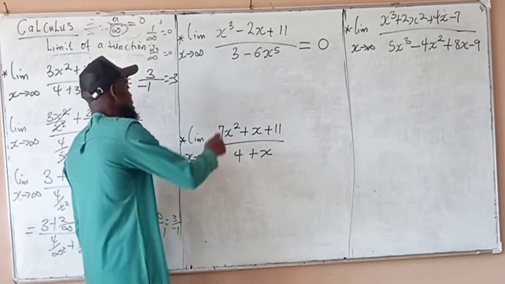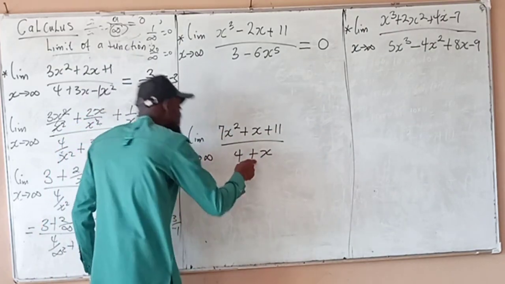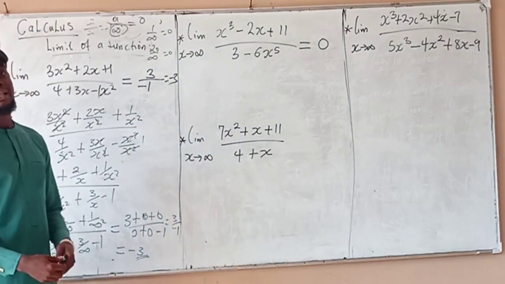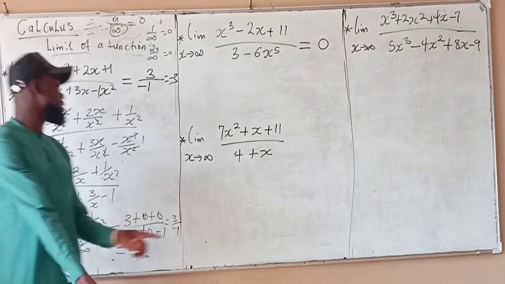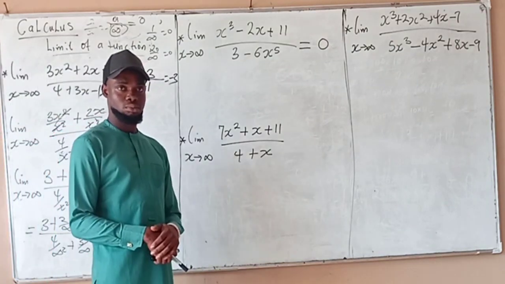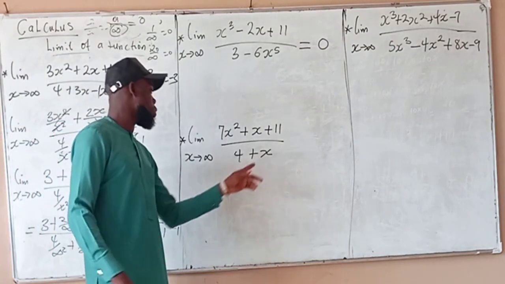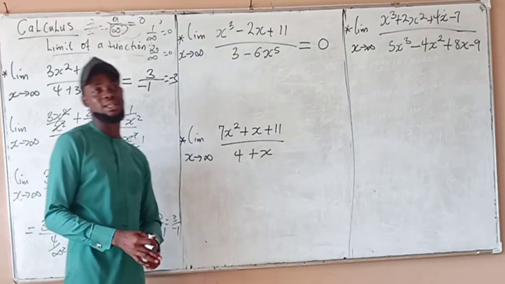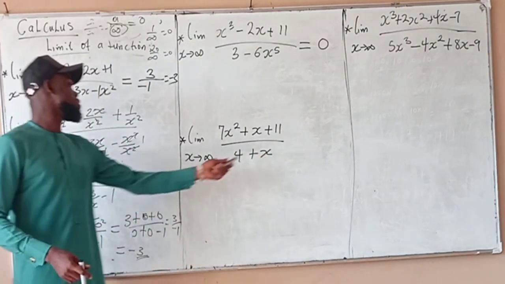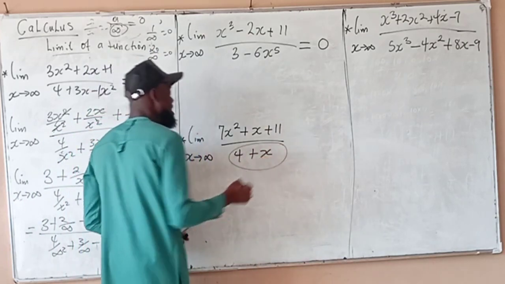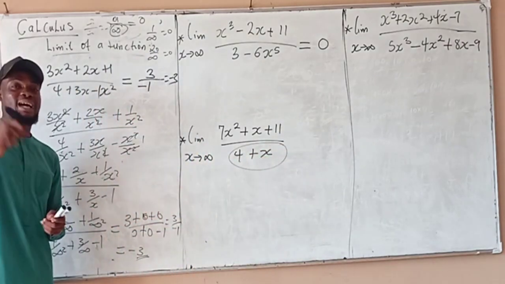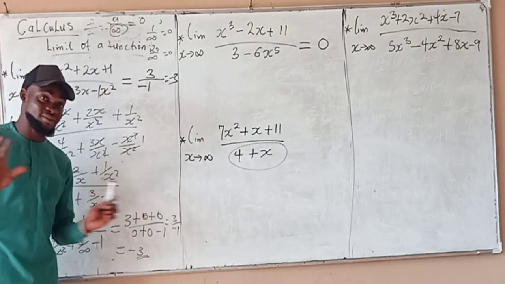If the power of s in the numerator is higher than in the denominator, what becomes the answer? The answer will become either infinity or minus infinity, depending on what you are having. You still work with the denominator. Check for the higher power of s in the denominator. This one is very, very tricky.